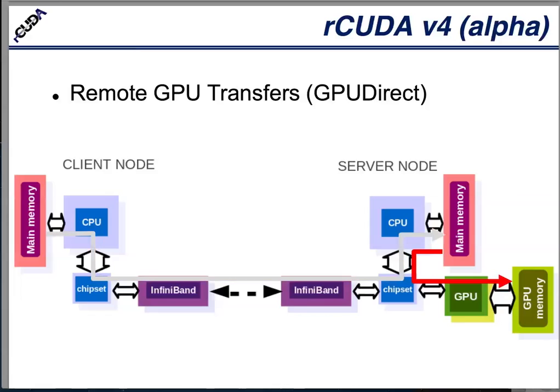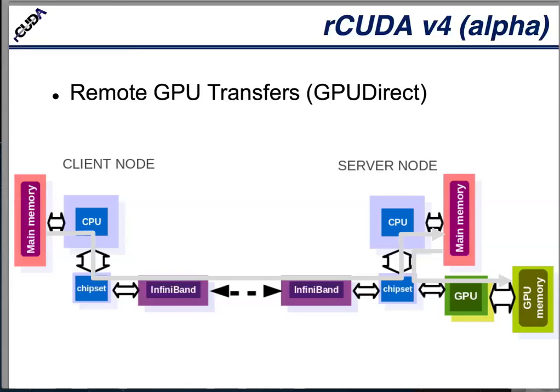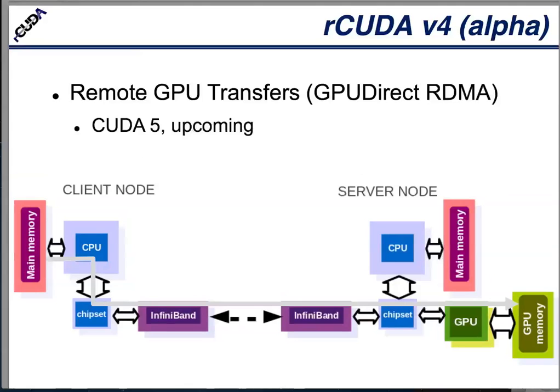When the next generation, the third generation of GPU Direct, is available, GPU Direct RDMA will be able to avoid the intermediate transfer to the main memory of the server, and we will avoid using that memory and get a lower latency. And hence the memory is not stressed by the rCUDA service.